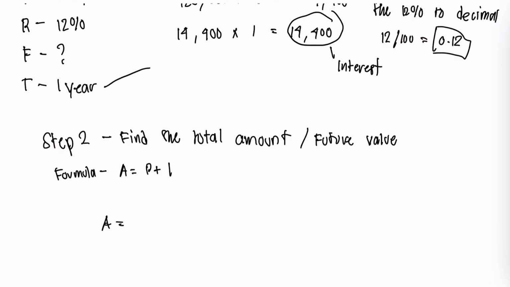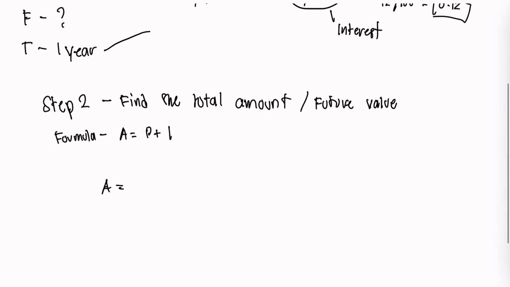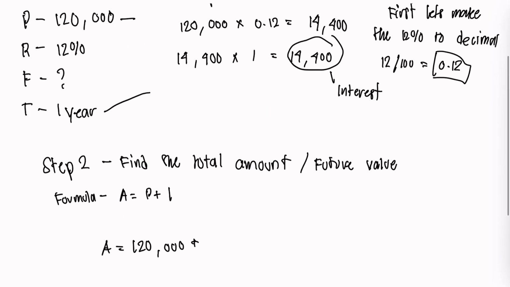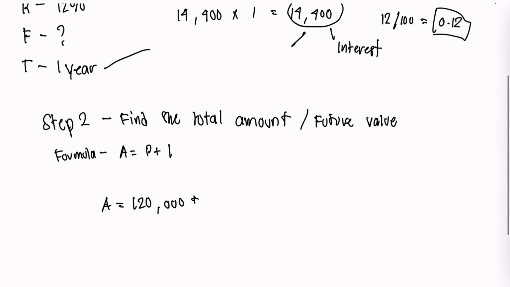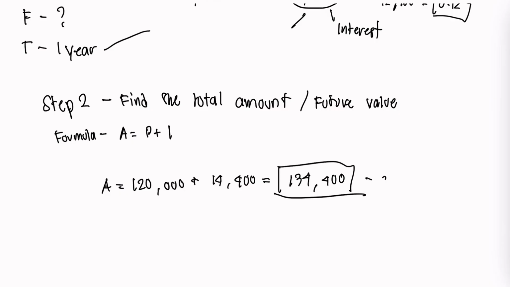So the value of our P is 120,000 plus the interest, which is 14,400, which is equal to 134,400 pesos. So that's our future value, or A.